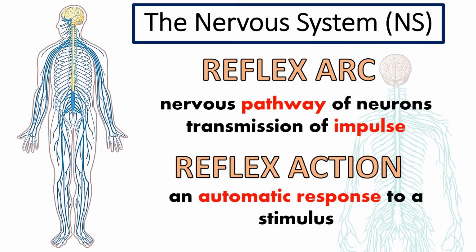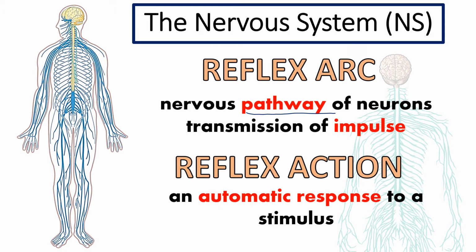Today we're going to learn about the reflex arc and also the reflex action. So the reflex arc is the nervous pathway of neurons for the transmission of impulse. That means it's actually like a road or highway for the impulse to pass through. Imagine for a second the impulse is like the vehicles and the reflex arc is actually the road. In order for the vehicle to move from point A to point B, it needs a road. So that is how the reflex arc comes about.